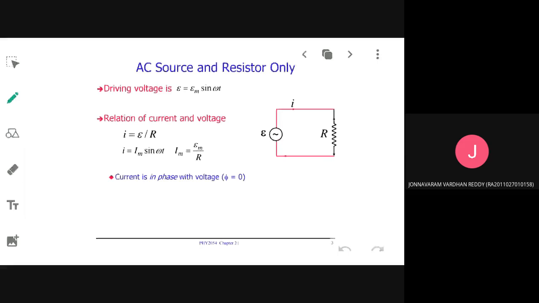Unit representation for all the three types of power. Active power is in watts, reactive power is in volt ampere reactive, apparent power is in volt ampere.